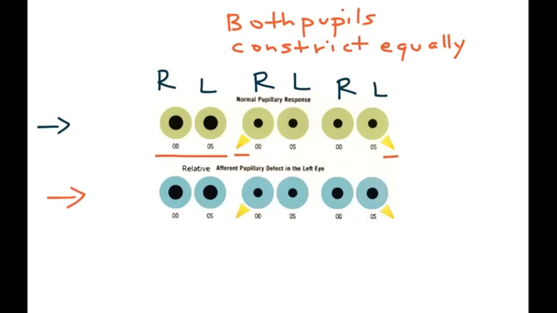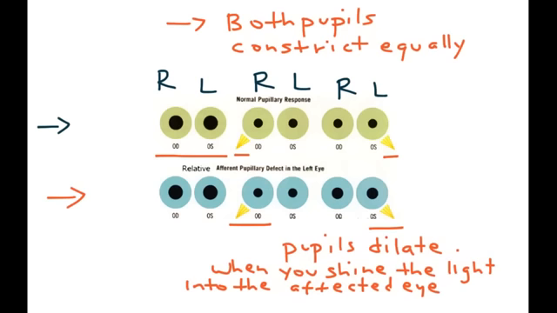So what happens? First you shine the light in the unaffected eye, which in this case is the right eye, right here, and the response is normal. Both pupils constrict equally. But then you shine the light into the affected eye. In this case, the affected eye, the eye with the defect, is the left eye. Notice what happens. When you shine the light into the affected eye, you will see that the pupils actually dilate.